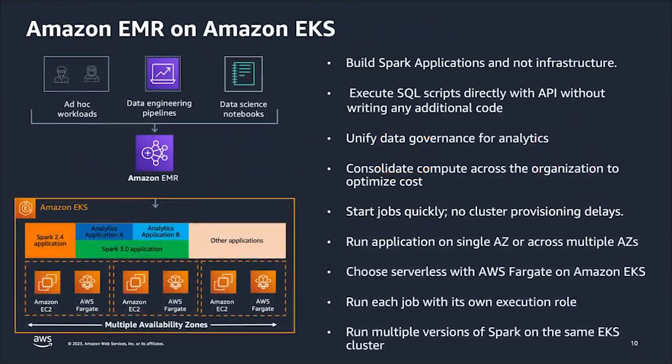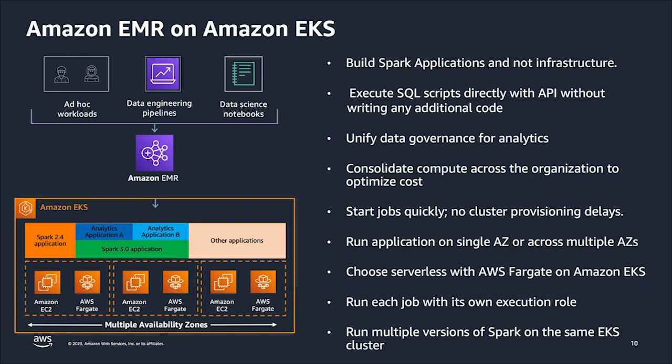Now let's go to our next topic, which is Amazon EMR and Amazon EKS. First of all, why is it really important, and what features are we getting? By running on EMR on Amazon EKS, you can build Spark applications and you don't have to wait for infrastructure to come up. You can execute your SQL scripts directly with or without API. You can unify your data governance for analytics. You can consolidate your compute across the organization for optimized cost.